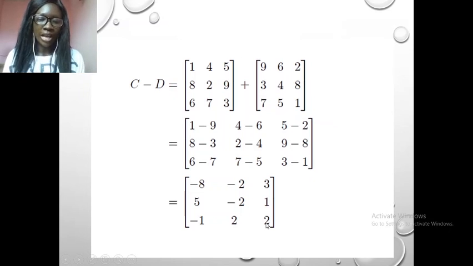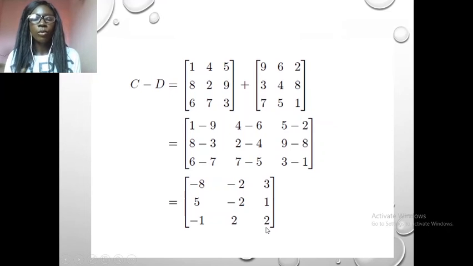That's all we have for today, and that's all about addition and subtraction of higher order matrices. You observe that our results are also 3 by 3 matrices. So try to go through this video 2 or 3 times for better understanding.